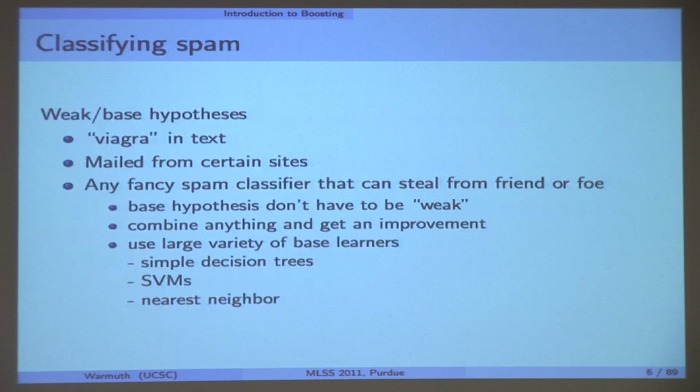So for example, you might want to classify spam. You have a bunch of emails, right? So what are the rules of thumb? Well, it has Viagra in the text, and it's mostly going to be probably spam. It might be mailed from certain sites that are known to produce spam. So that could be a rule of thumb. Do you understand? I'm giving you rules of thumb.